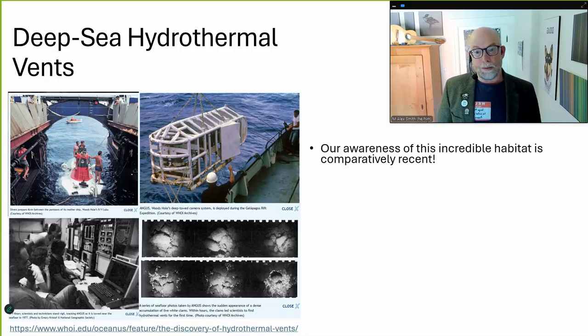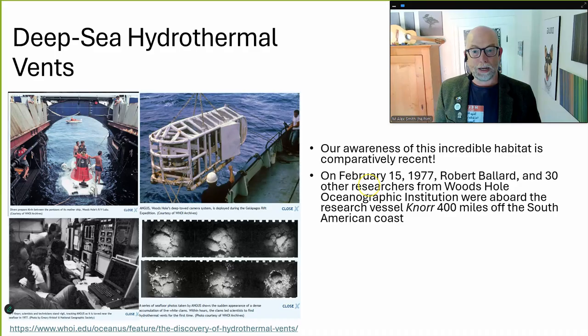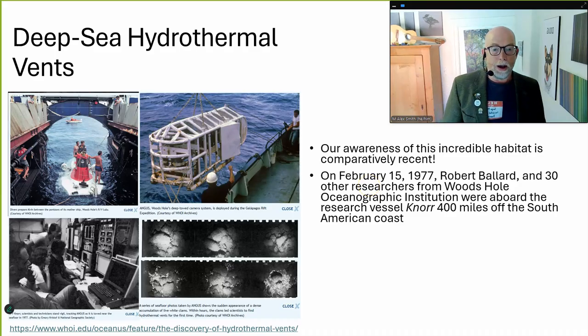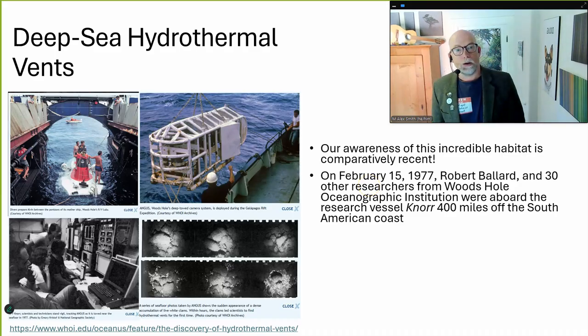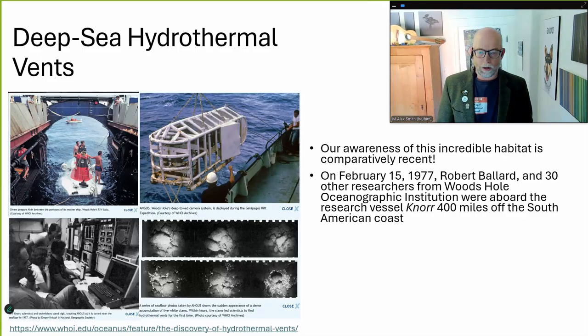Our awareness of this habitat is comparatively recent, and it dates back to an expedition from Woods Hole Oceanographic Institute that Bob Ballard led. Bob Ballard has done a bunch of things. If you're a fan of the sitcom 30 Rock, Bob Ballard is a friend of Jack Donaghy. So Bob Ballard is, as marine scientists go, pretty famous. And this was the start of that fame.